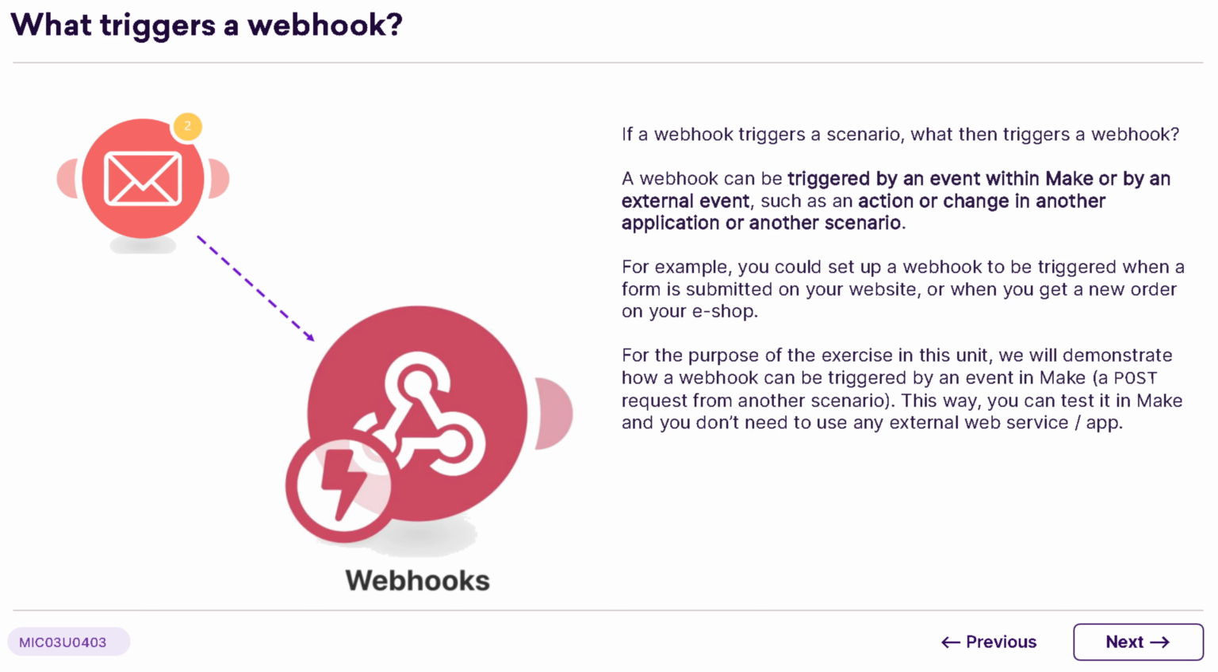So, what actually triggers a webhook? Essentially, a webhook is activated by specific events, either within Make itself or from an external source. These events can be actions or updates that occur in another application or within a separate scenario. For instance, you might configure a webhook to activate whenever a form on your website is submitted or when a new order is made on your online store.